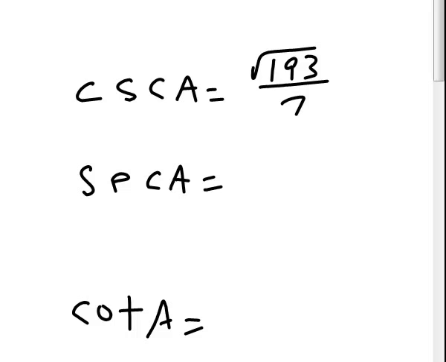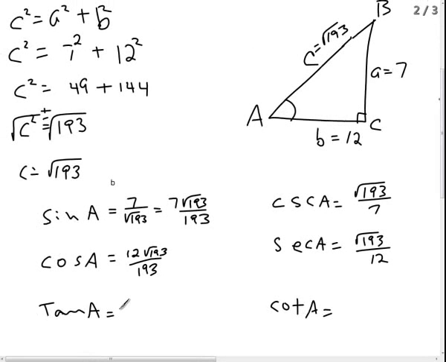Sydney, how about cosine? 12 square root 193 over 193. All right. And so secant. Right. Square root of 193 over 12. And tangent? Travis? 7 over 12. Okay, good. And so cotangent would be 12 over 7. Good. Now, if you wanted to find B, right, sine would be, what's the side opposite of angle B?